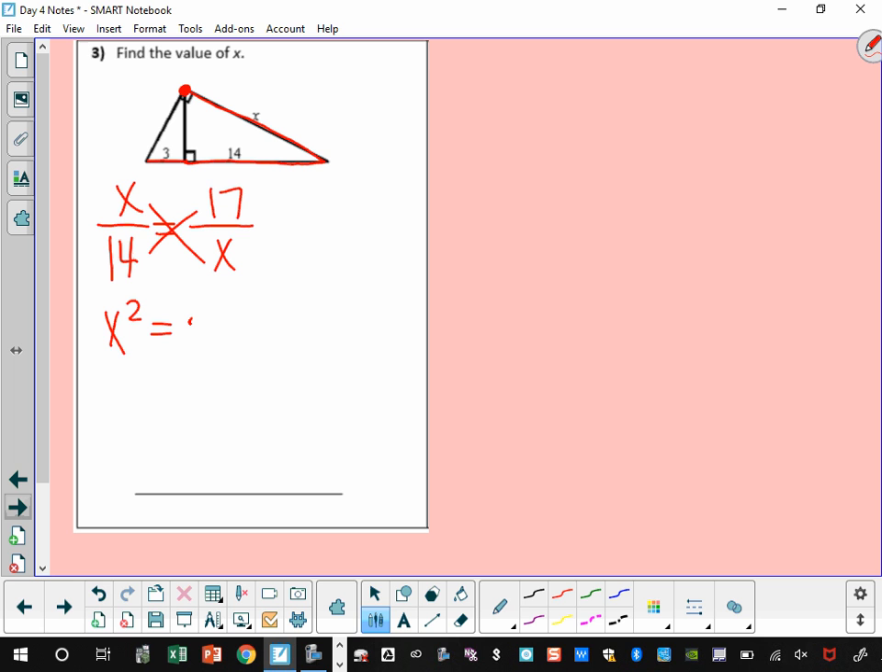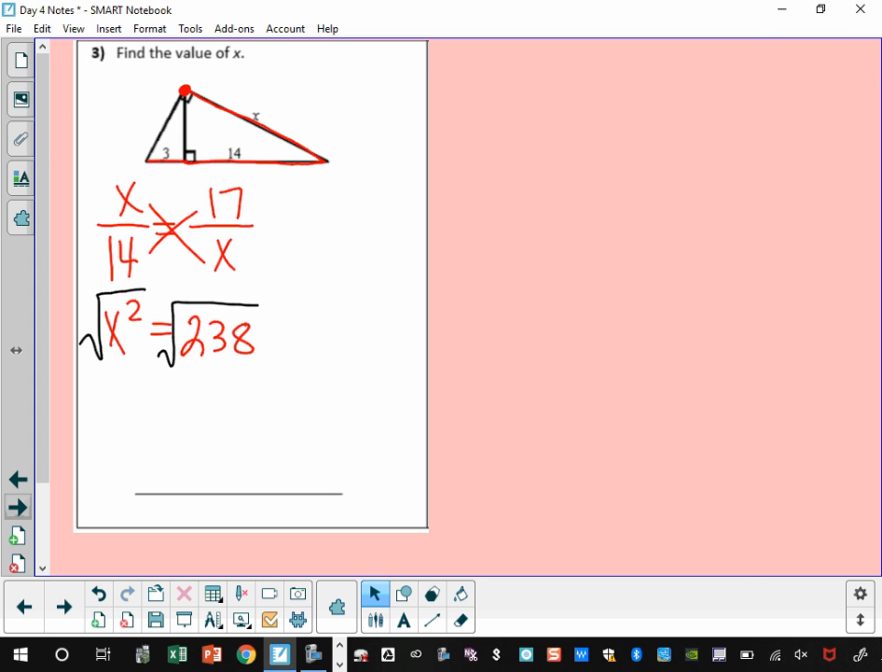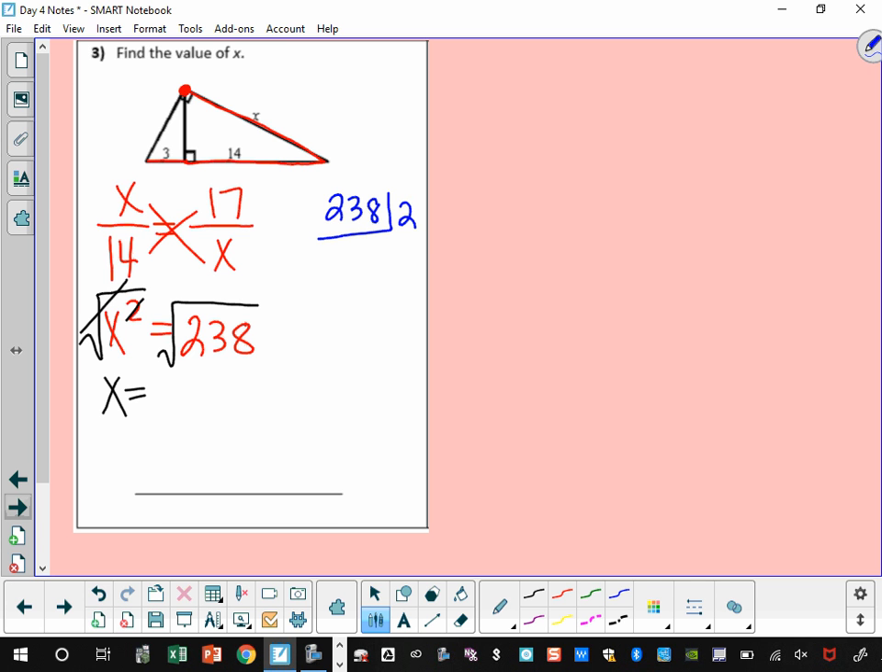238. I can tell you now that is not a perfect square. If you try to do the square root of 238, you would not get a whole number. So let's try to see if we can simplify it. The smallest number to go into 238 is 2. When you divide, what do you get? What's 238 divided by 2? 119, good.